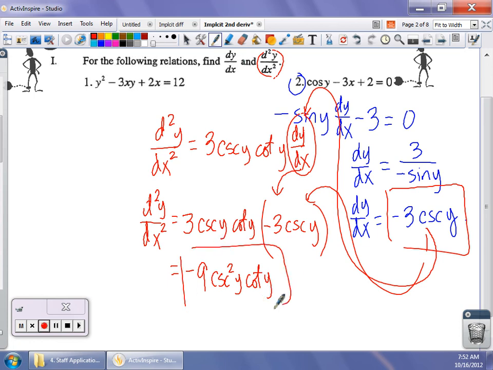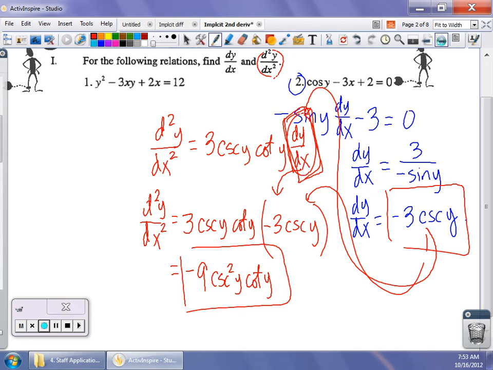So really the big deal there is you take the first derivative, once you get that, you take the second derivative of both sides, and then when you have that dy dx that you see right here, you just replace it with its first derivative equivalent, and that's pretty much all there is to it. All right, let's take a look at another problem.